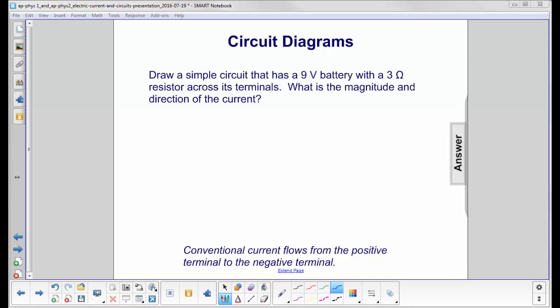For your first exercise, draw a simple circuit that has a 9-volt battery with a 3 ohm resistor across the terminals of the battery, and then find the magnitude and direction of the current. Remember, we're dealing with conventional current here, which flows from the positive terminal to the negative terminal. So you can pause the video here for a second and take a shot at it, and we'll be right back with the answer.